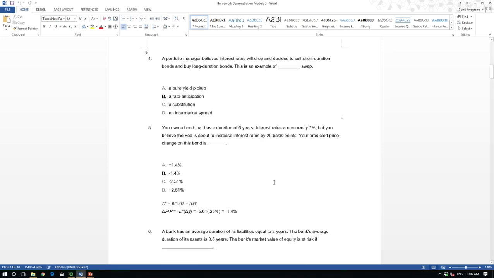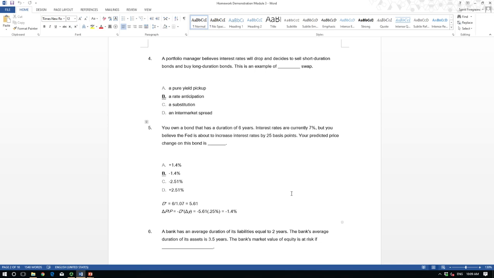B. Number 5, you own a bond that has duration of 6 years. Interest rates are currently 7%, but you believe that Federal Reserve is going to increase interest rate by 25 basis points. Okay, what is basis points? Basis points is 1/100%, and 25 basis points means 1/4%. And you predicted price change on this bond is equal to what?